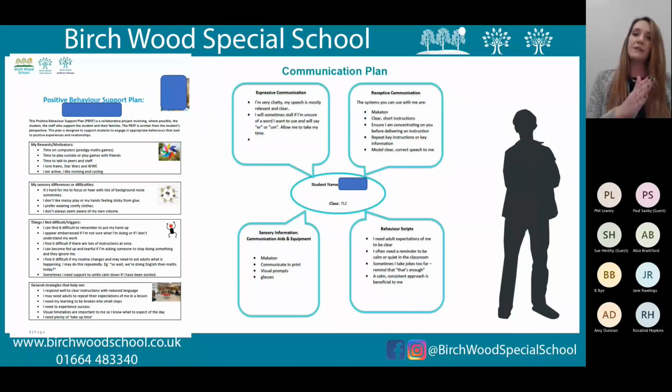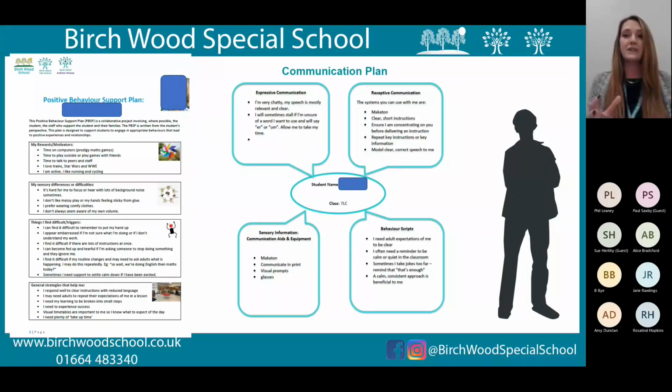And it's a good place to put their interests, their dislikes, anything that they find difficult, and it outlines their communication needs. So the piece on the right-hand side is the communication plan. So within that, what we're thinking about is how that person communicates. So for this young man, he's very chatty. His speech is mostly relevant and clear. And he can sometimes stall if he's unsure, and he will say "or" quite a lot, and it's quite a significant thing. So it was important to have that on there so that people understand how he is communicating.